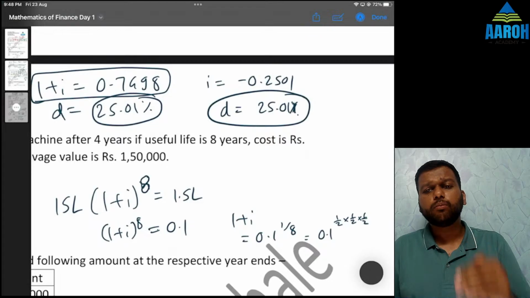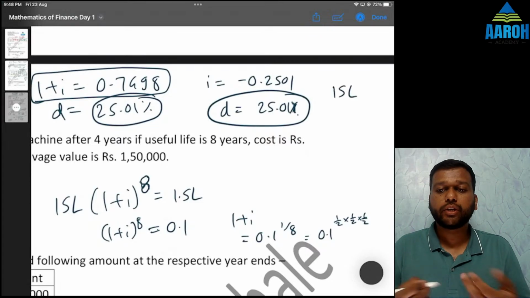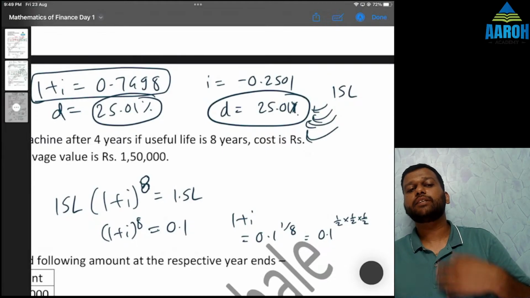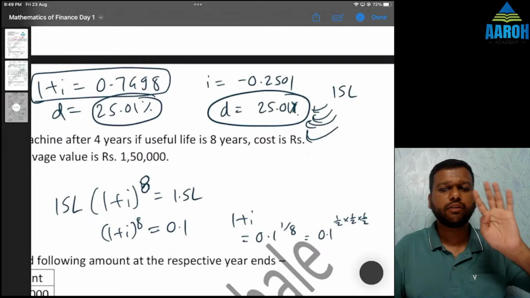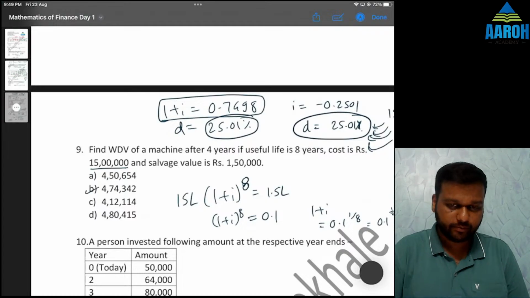Then if we want WDV after 4 years, we'll just do this. We'll take the initial amount 15 lakhs on your calculator. Just do minus this percent, minus this, minus this, minus this, 4 times. 15 lakhs minus 25.01%, minus 25.01%, minus 25.01%, 4 times. That will give you the answer as this. What was the answer? I don't remember. I guess it was this, B, right?